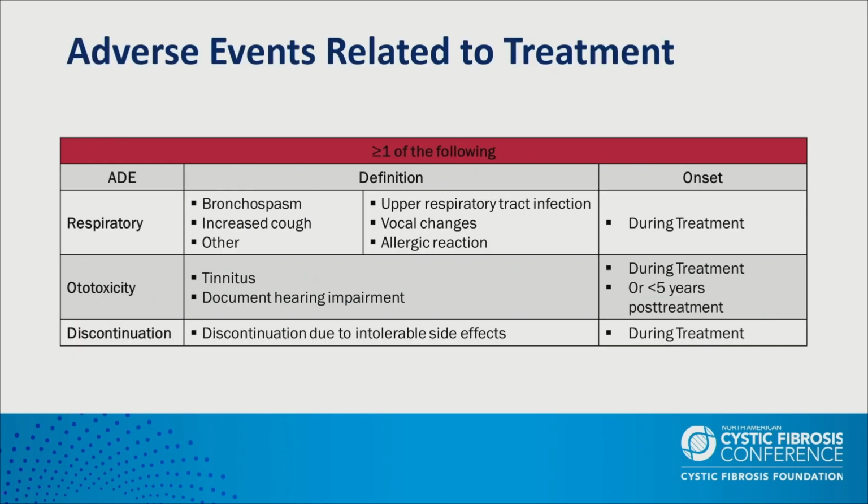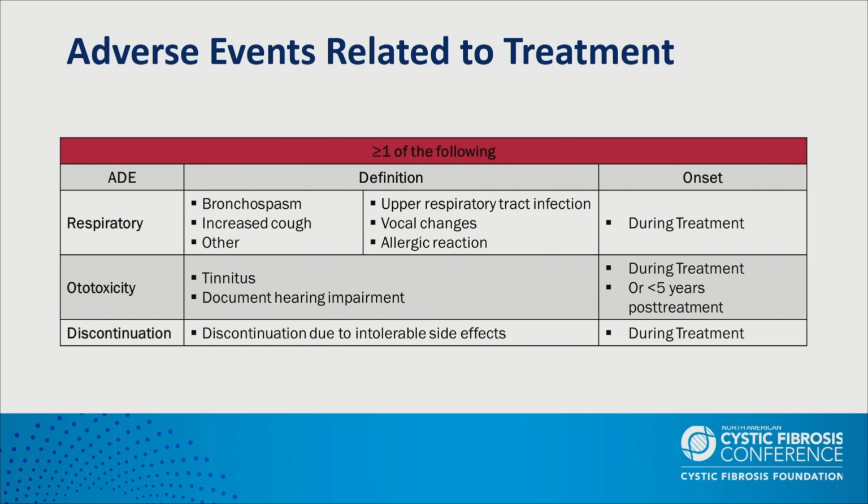As far as how we define adverse events related to treatment, we included patients that had at least one of the following. So for respiratory symptoms, that included bronchospasm, increased cough, upper respiratory tract infection, vocal changes, or allergic reaction, or others that were reported. This had to occur during the inhaled tobramycin treatment. We also looked at ototoxicity. For this, we looked at tinnitus, as well as documentation of hearing impairment. And this could be documented during the treatment period or the next 5 years post-treatment.